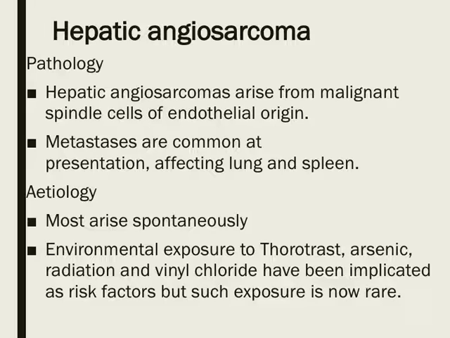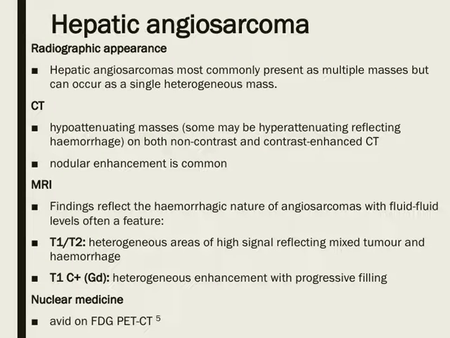Most of the time, it can arise spontaneously, but it can also be as a result of exposure to substances like thorotrast, arsenic, and also radiation can be a risk factor. So, just like I mentioned with the general sarcomas, the findings are similar, but most of the time they are not specific, but then you may have metastasis to other organs. If you do radiologic imaging, usually there's evident enhancement with FDG PET-CT.